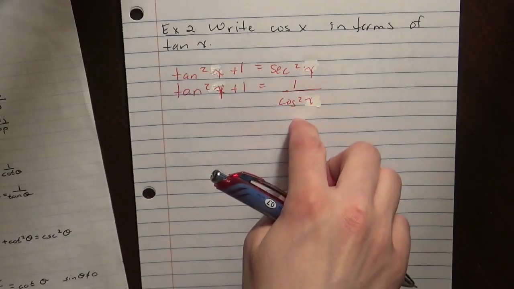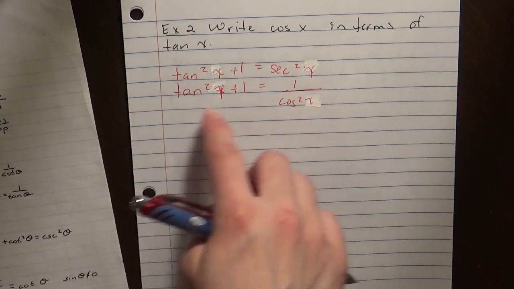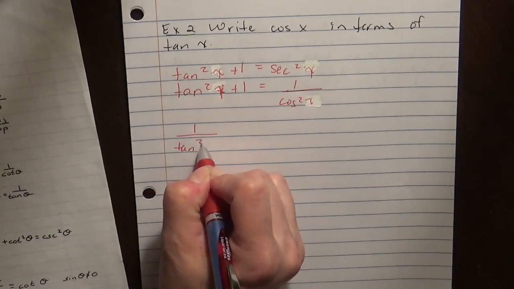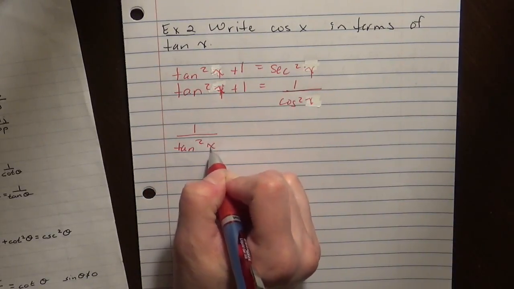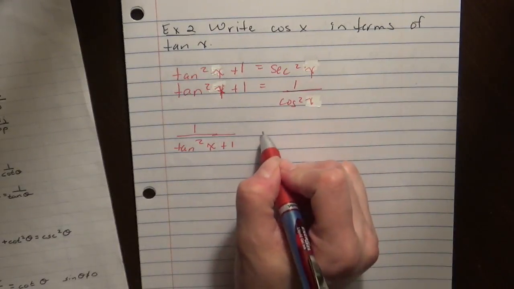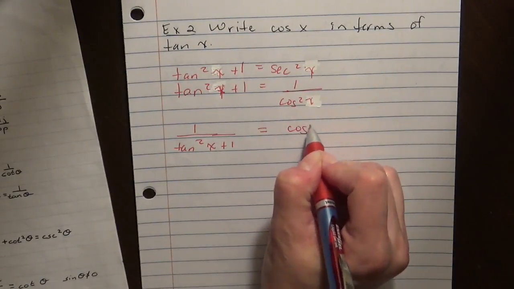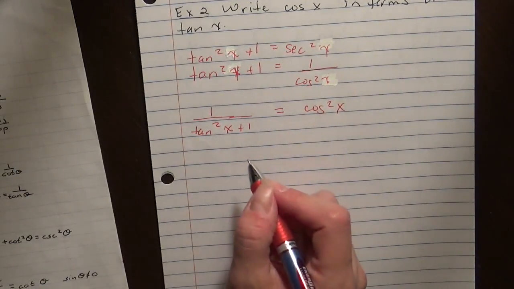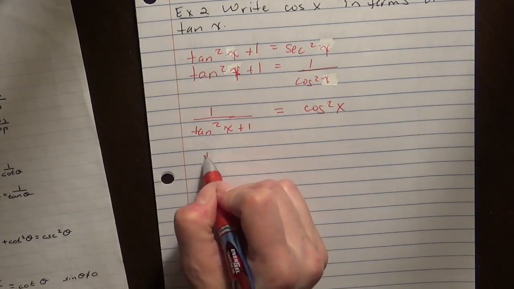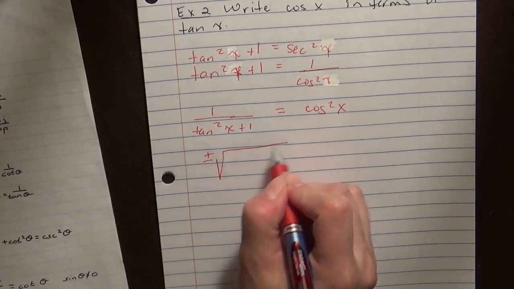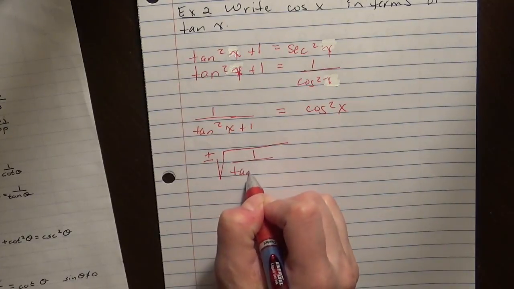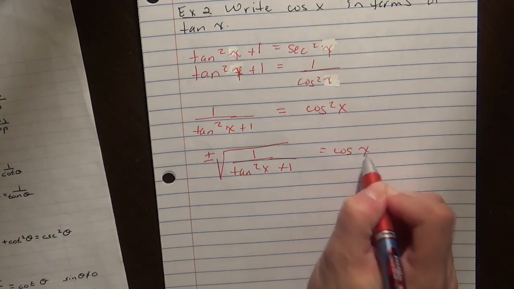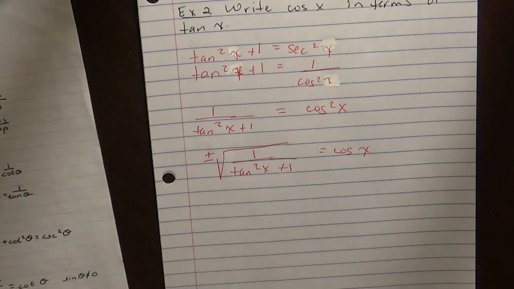Let's get it out of the denominator first. You could take the reciprocals of both sides, and you would have 1 over tan square x plus 1 equals cosine square x. And then I can take the square root of both sides to get cosine. And again, when you do the square root, you have to do plus or minus the square root. So 1 over tan square x plus 1 equals cosine x. Okay, so technically this is it.